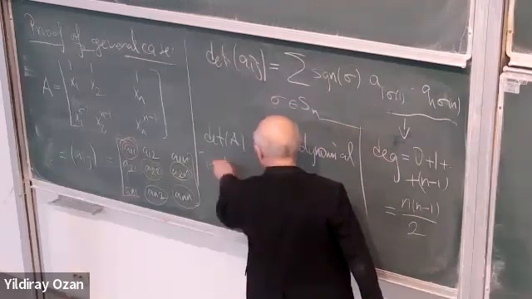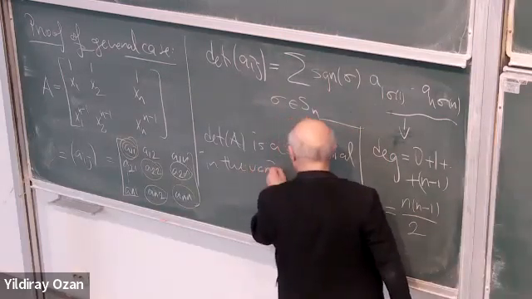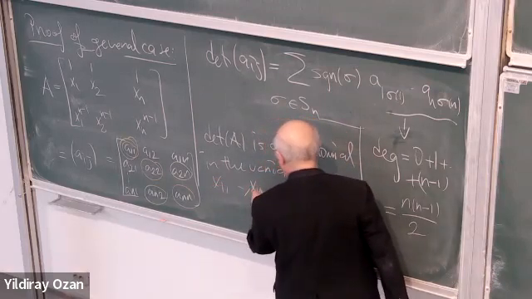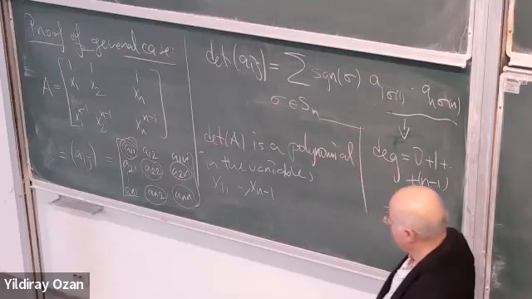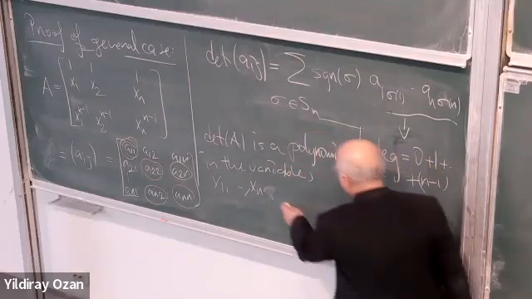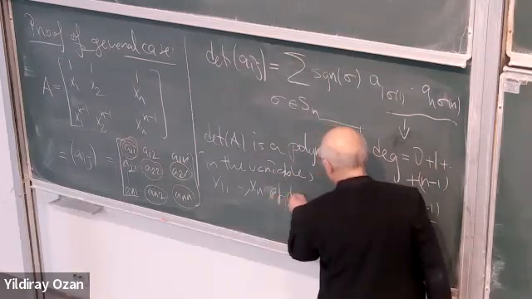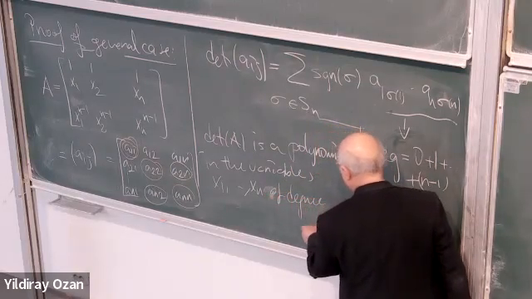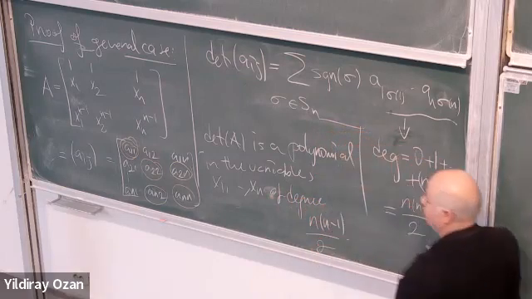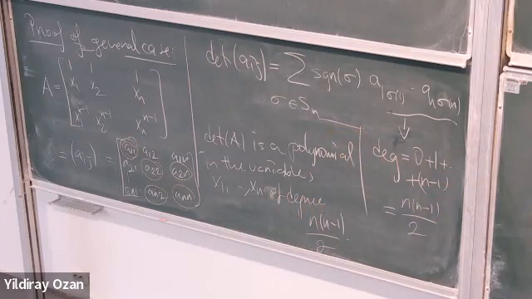In the variables x1 up to xn, a polynomial in n variables of degree n times n minus 1 over 2. Okay. All right. What else do we know?